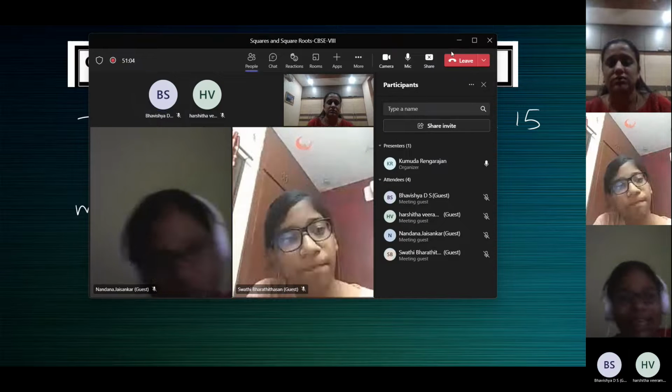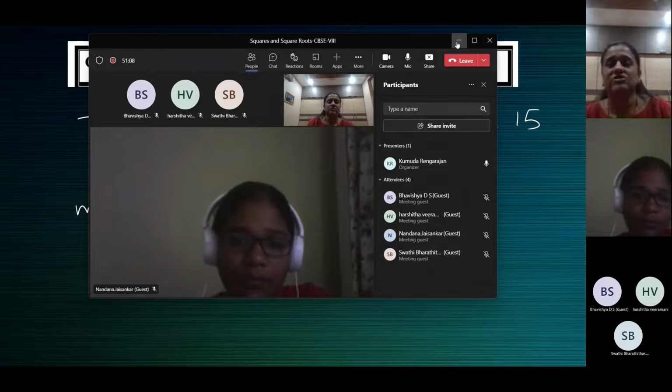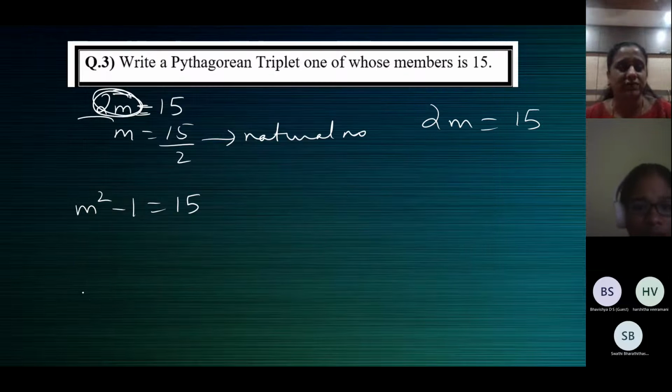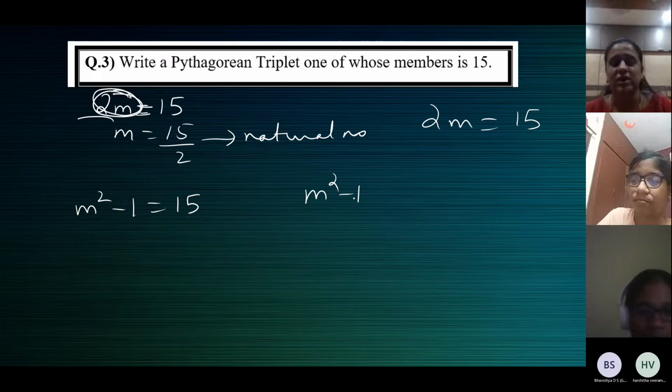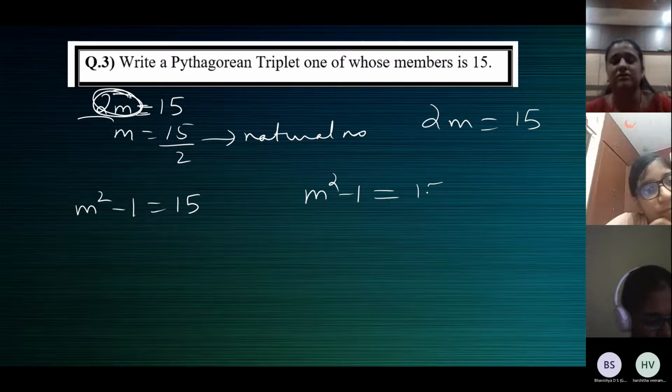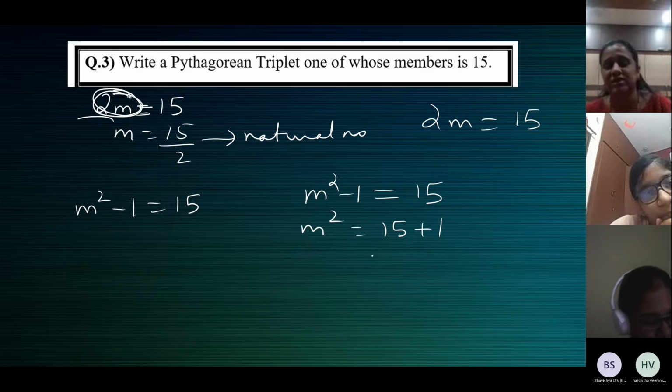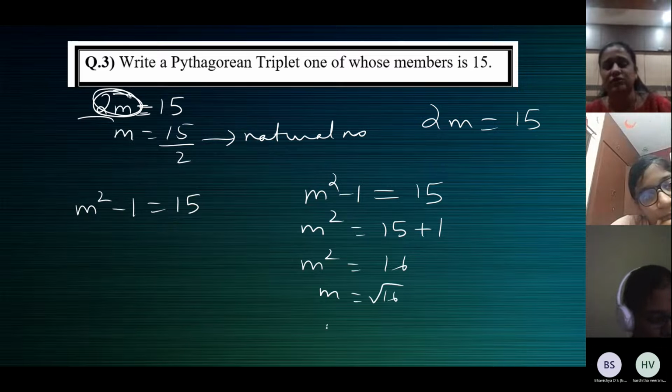Yes, ma'am. Okay. So now I'll check with the other members, if the other members can be 15. M square minus 1 is a member of the Pythagorean triplet. So let us check if this member can be equal to 15. So m square is equal to 15 plus 1, correct? Minus 1 comes to the other side as plus 1. So m square is equal to 16, m is equal to the square root of 16, which is 4. And 4 is a natural number.